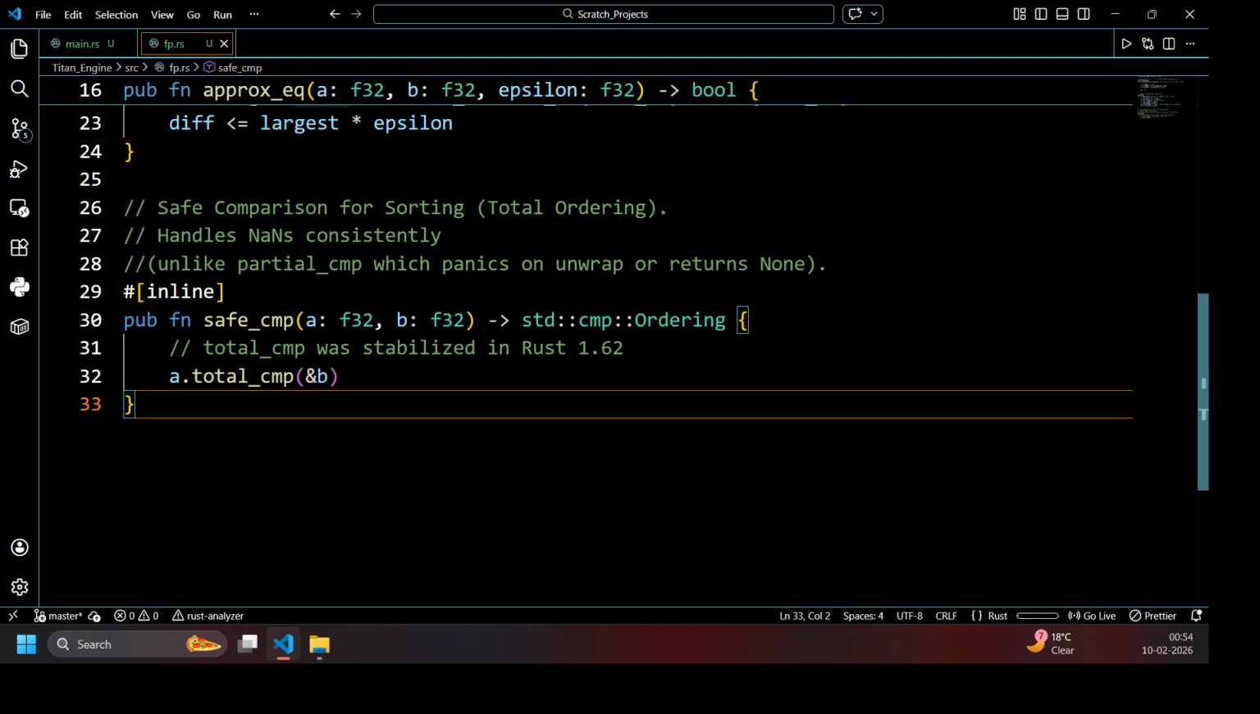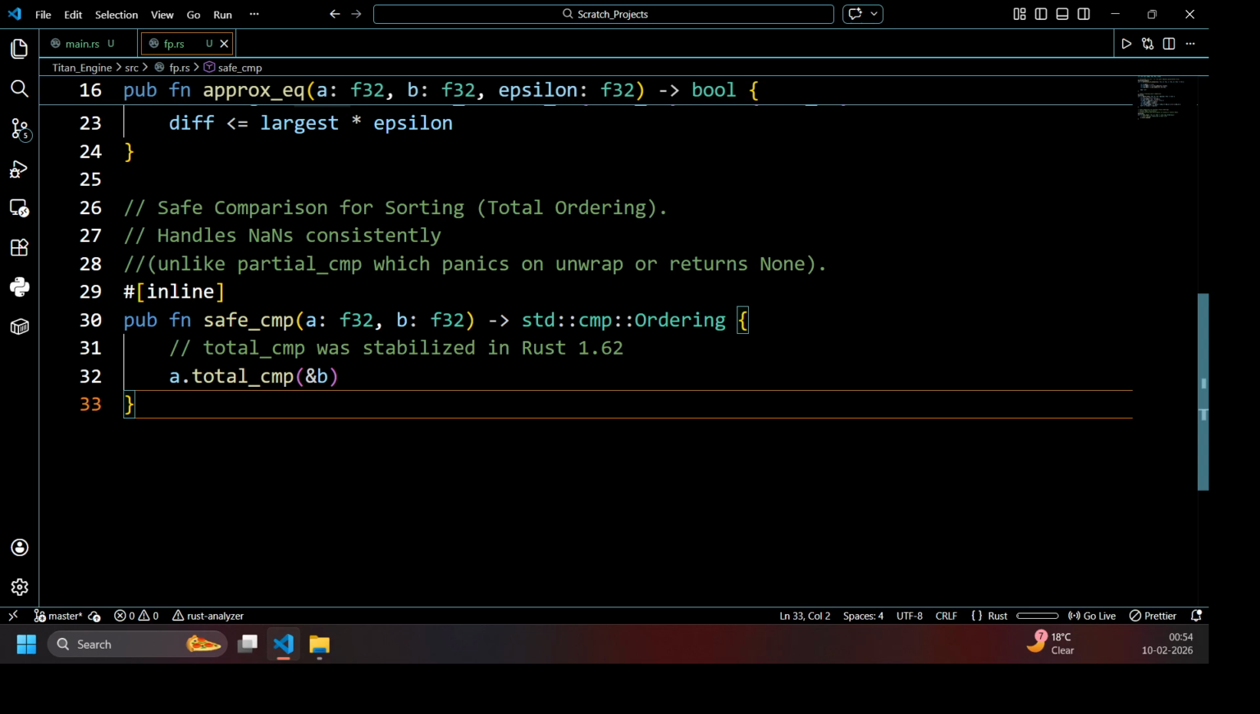It simply removes the sort method for floats to prevent you from shooting yourself in the foot. But we need to sort things. Game leaderboards, financial data, scientific measurements. So we build SafeCmp. The goal is to establish a total ordering. We need to be able to take any two floats, even the garbage ones, and get a definitive answer. Less, equal, or greater. No exception.